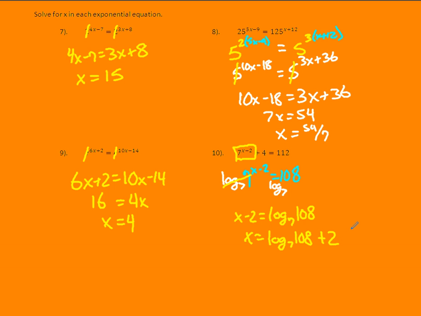Now, if I wanted to type in and get a decimal in my calculator, I would do log of the big number, 108, divided by log of the little number, which is 7, and then add 2 to that. And my final answer when I would do that is 4.406 as a decimal answer.